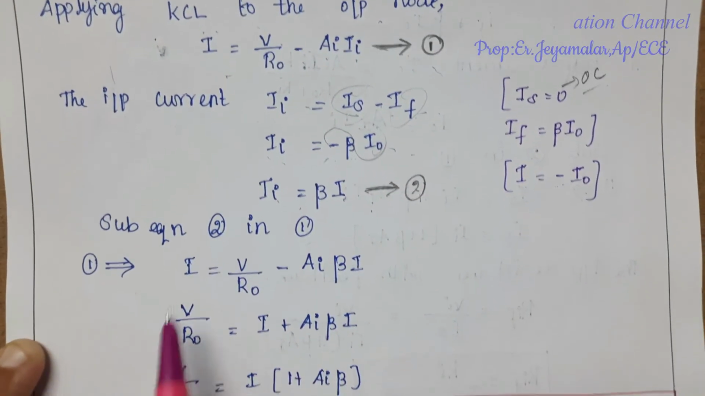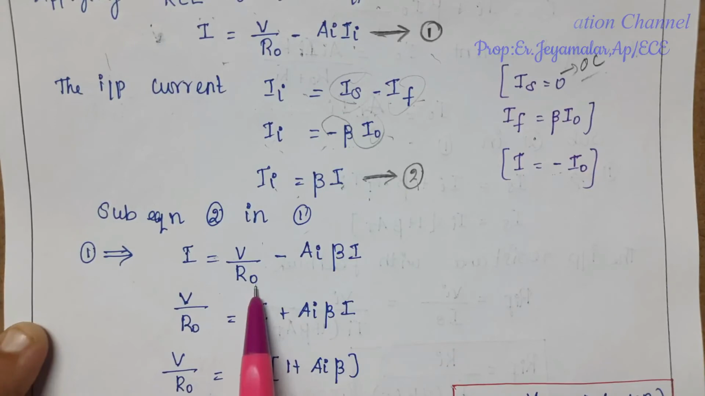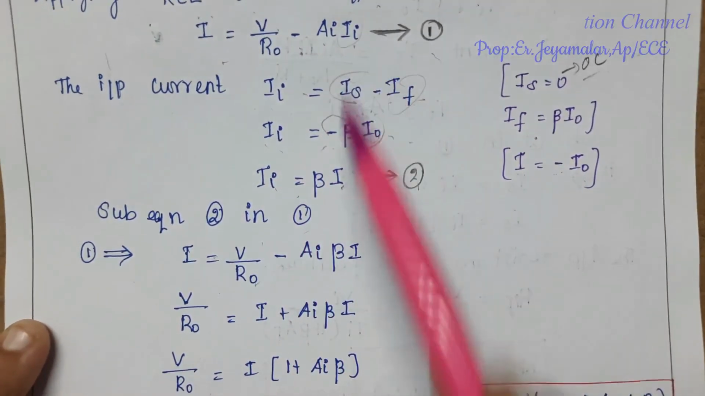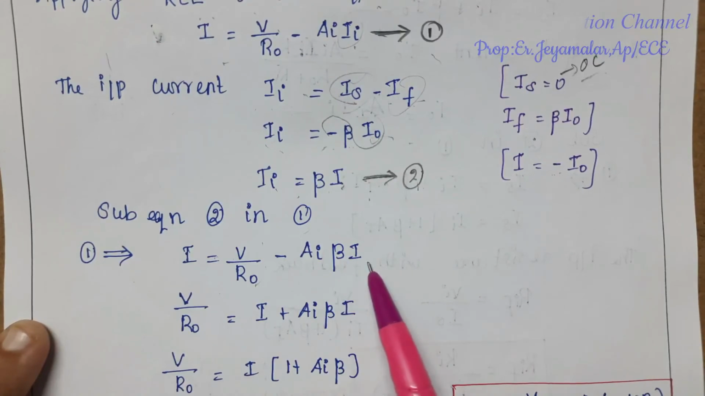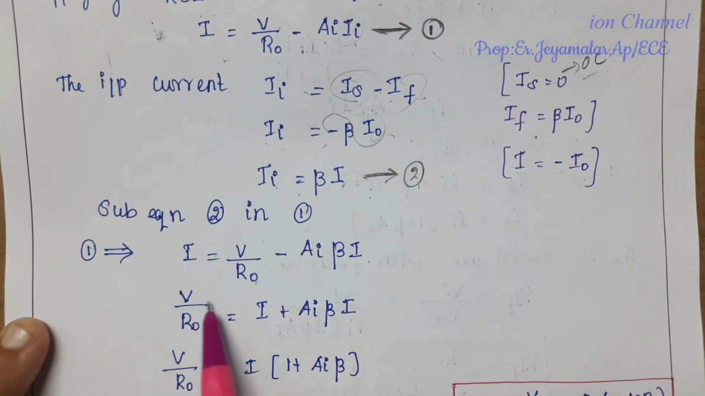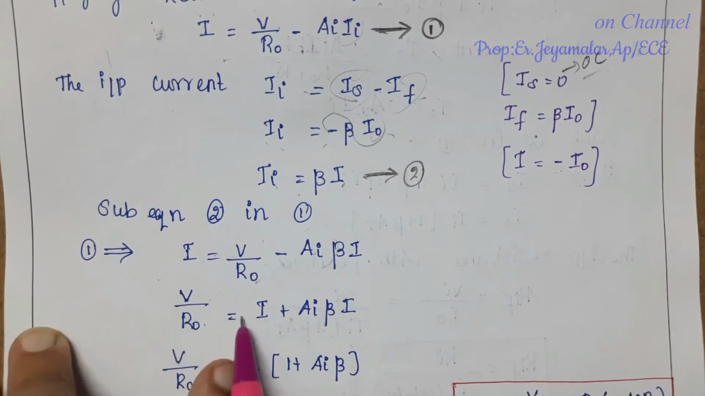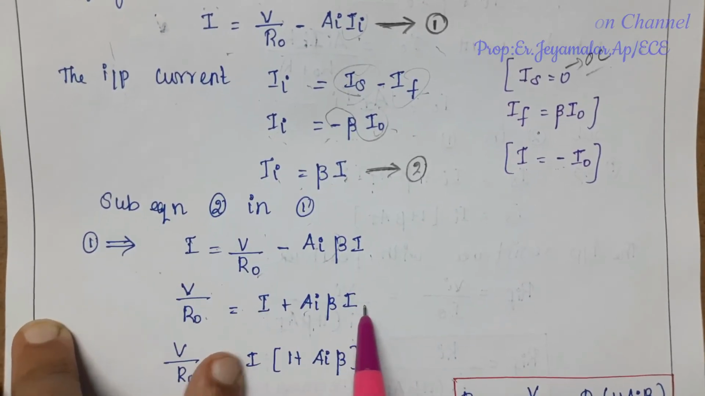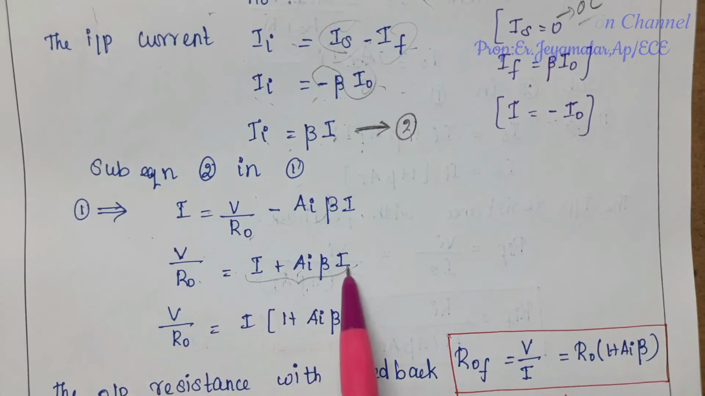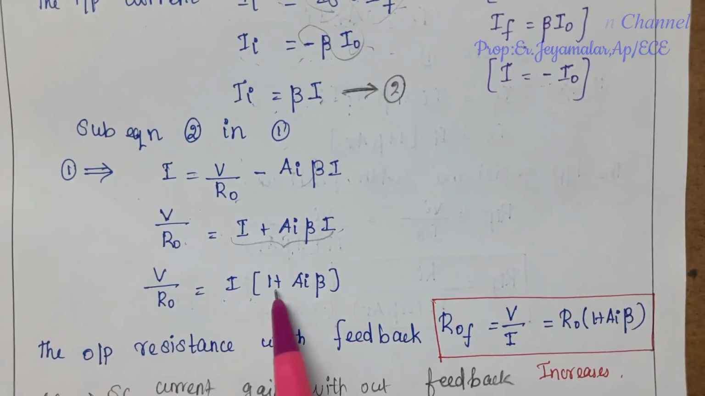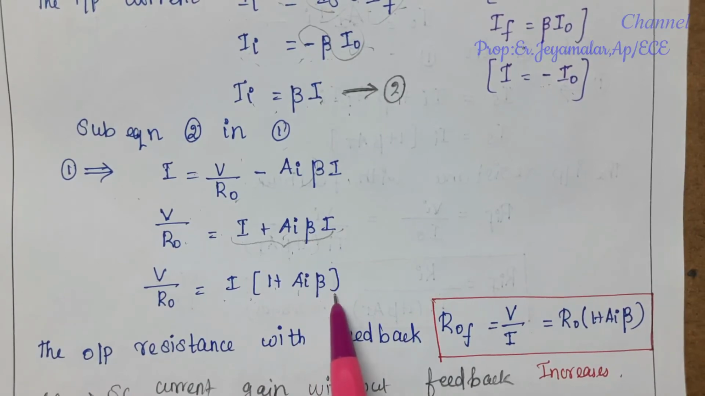Okay. And substitute equation number 2 into 1. Equation 1 becomes I equal to V by R naught minus AI into II, where the II value is beta into I. So beta into I. Next step, V by R naught, keep it as it is. The minus term goes to the left side. So I plus AI into beta into I. Next step, take the common term outside, the common term I, that is current. I equal to V by R naught divided by 1 plus AI into beta.